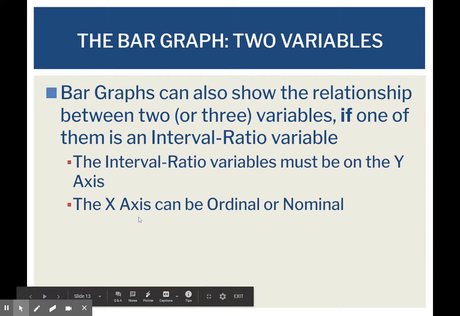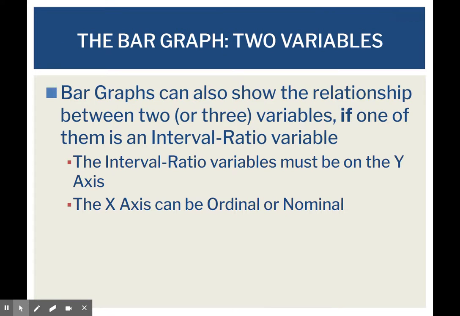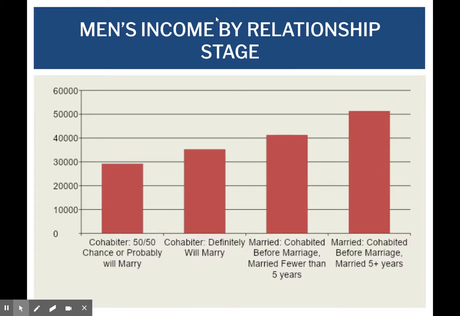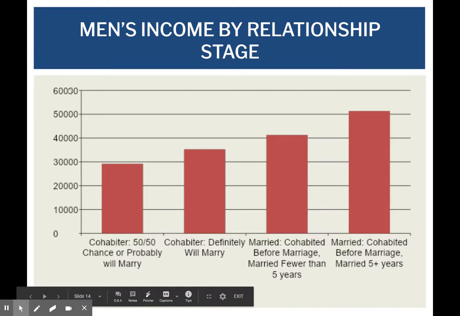All right, now if we have a bar graph with two variables, we can show the relationship between 2 or 3 variables if one of them is an interval ratio variable. Again, the interval ratio variable must be on the y-axis, and the x-axis can be ordinal or nominal. So if we are looking at men's income by relationship stage, I'm going to have their income on the y-axis because that is my interval ratio variable. And then I'm going to have this nominal, or ordinal, variable down here at the bottom.